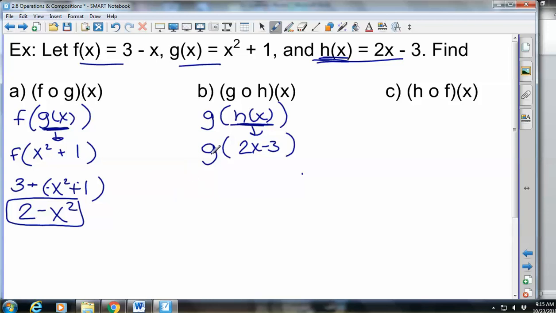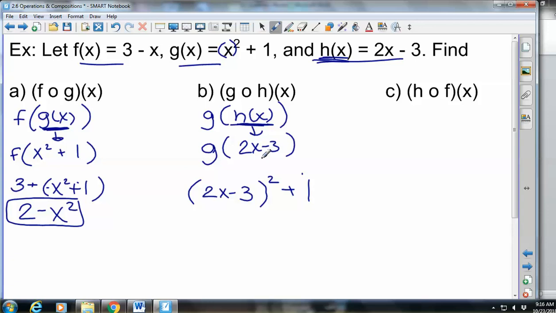Okay, now we have to go to G, and we are changing our X to what? G is something squared plus 1. What are we plugging in? We're plugging in that 2x minus 3. Wait, wouldn't it be 2x to the second? Well, the square's on the outside right now. It's this whole thing, on the square.